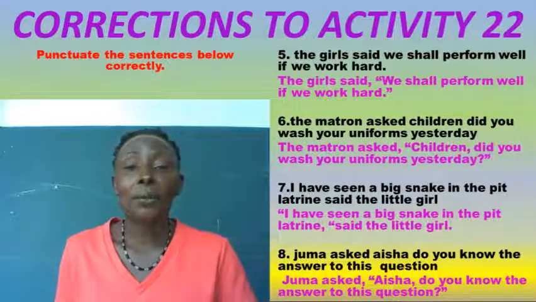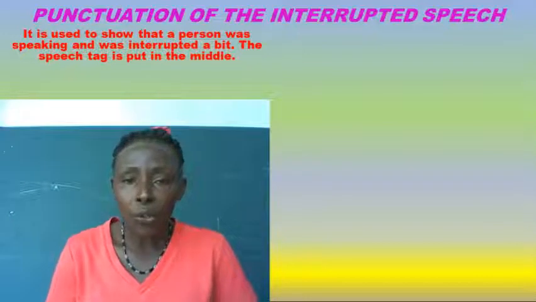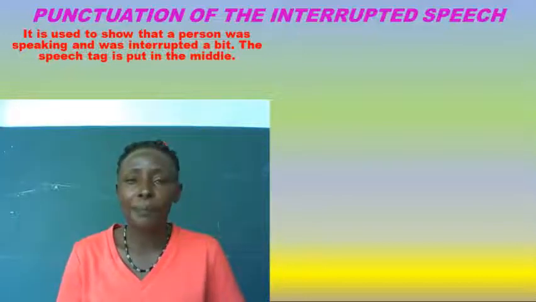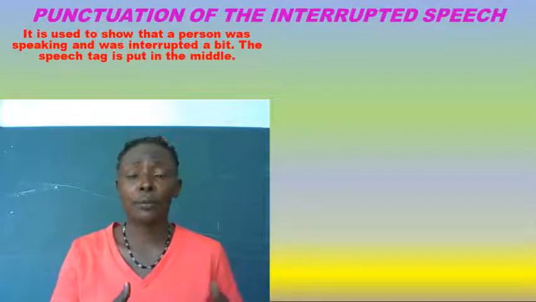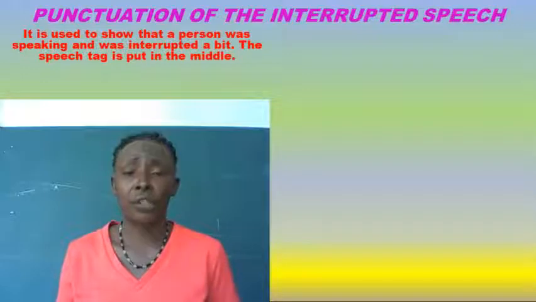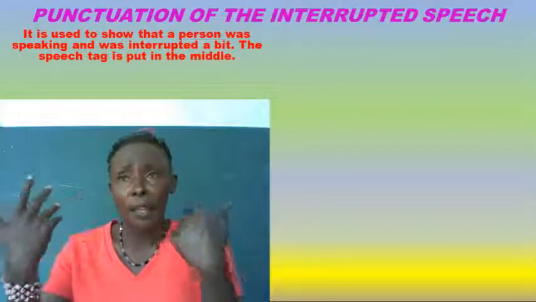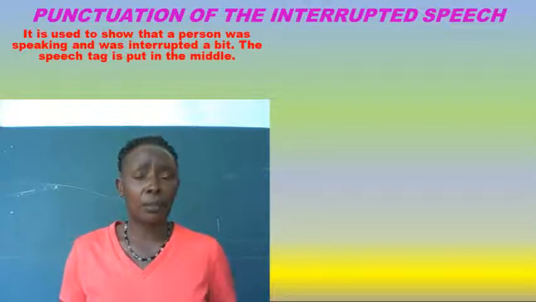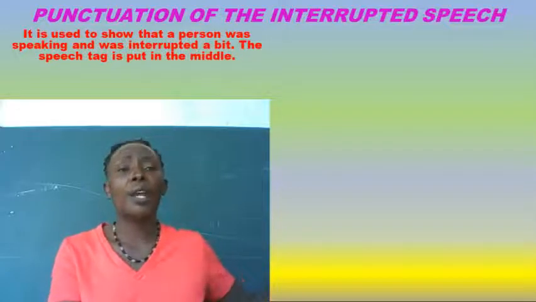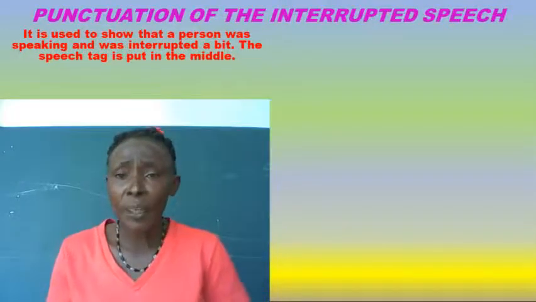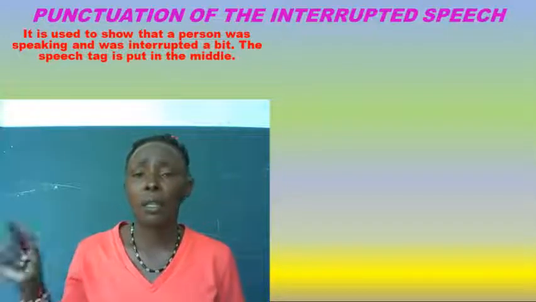Now let me take you through today's activity, which is punctuation of the interrogative speech. These are sentences that people normally use when carrying out their conversations. You may be talking to somebody, or you may begin your sentence, then somebody comes in. You pause a bit. You bring the speech tag. Then you end with the actual words. So here I've said it is used to show that a person was speaking and was interrupted a bit.